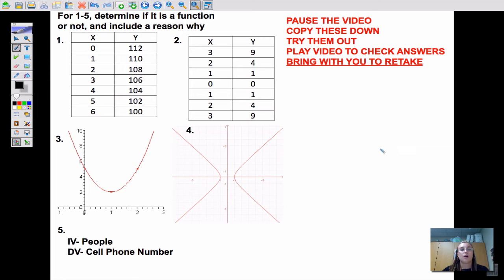Okay? So for 1 through 5, function or not, and include a reason why. Here's your directions. Pause the video, copy them down, try them out, then play the video to check the answers, and then bring it with you to retake. Okay? So pause the video now, and then when you're ready and you've tried these problems out and you've copied them down, you can play the video to check your answers, and then this is the big one. Make sure that you bring it with you when you do your retake. Okay?